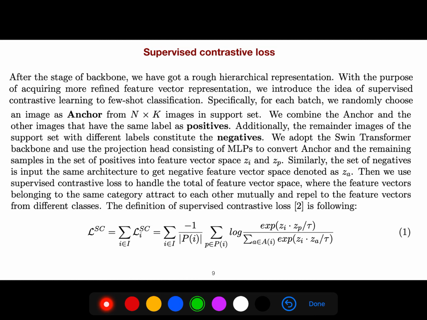And here, for each batch, we randomly choose an image as an anchor image in the support set, and we combine the anchor and the other images that have the same label as positives. The remaining images of the support set with different labels constitute the negatives. And we use this kind of transformer architecture, which is called Swin Transformer, for our backbone. And then we use a projection that consists of a multi-layer perceptron to convert the anchor and the remaining samples into the feature vector space, z_i and z_b, and then the rest of that is just the contrastive loss that we are familiar with.